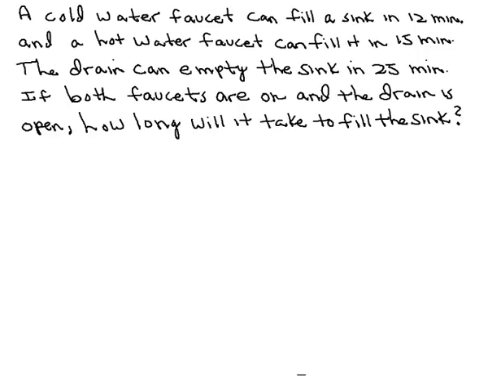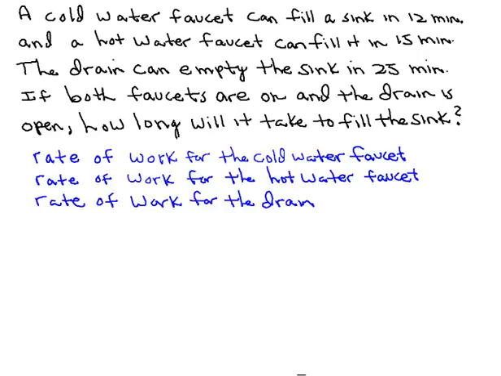Now let's begin by identifying the rates for both faucets and the drain. Remember, in general, the rate of work in any given situation is 1 divided by the length of time it takes to do the entire job. So in the case of the cold water faucet, if it can fill the sink entirely by itself in 12 minutes, its rate would be 1 divided by 12.